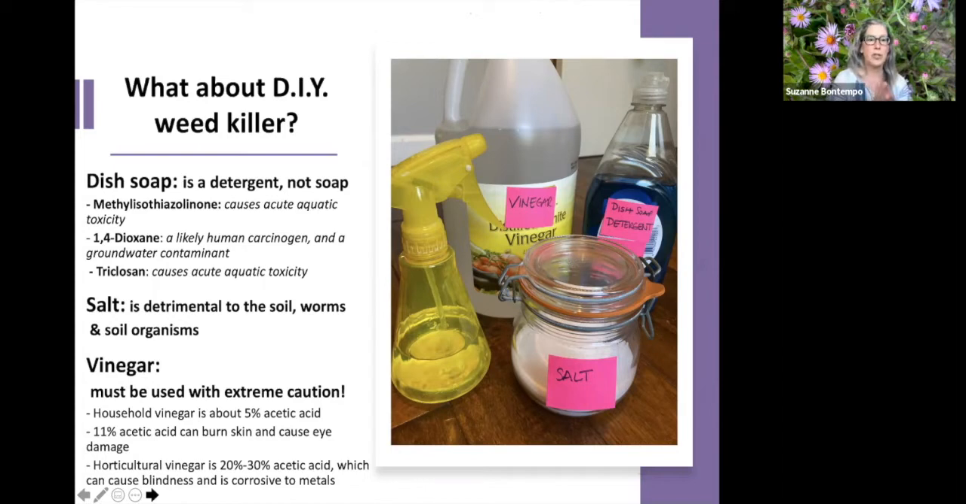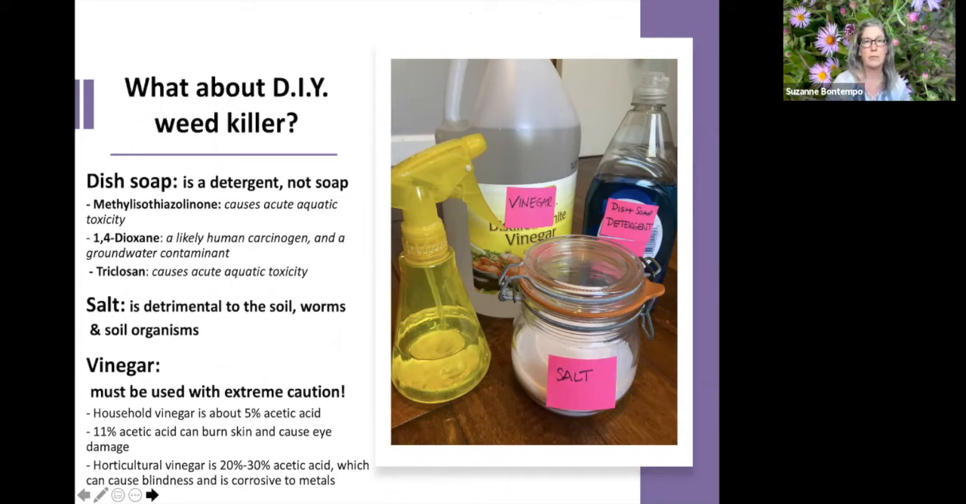So it's the dish soap, the salt, and the vinegar. I'm sure all of you have heard about it as well. I want to share that the only true soap on the market nowadays is Castile soap, under the brand name Dr. Bronner's. There might be some other off brands out there, but the one that everyone knows about is Dr. Bronner's. Dish soap is not soap, it's detergent.